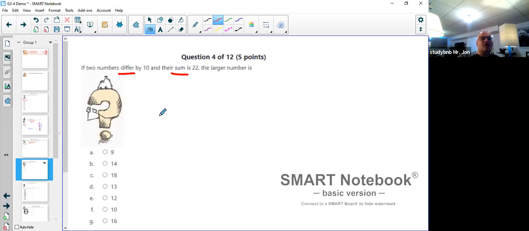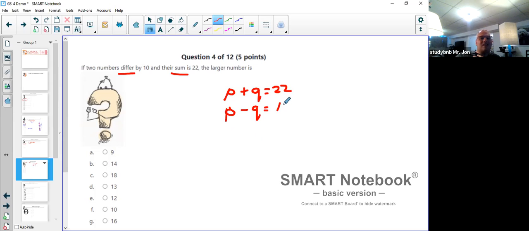So we have to have 2 numbers that add up to 22 and subtract to give 10. So if we had numbers P and Q, this is algebra now, P plus Q equals 22. They have to add up to 22. This is the difference, the algebra way.